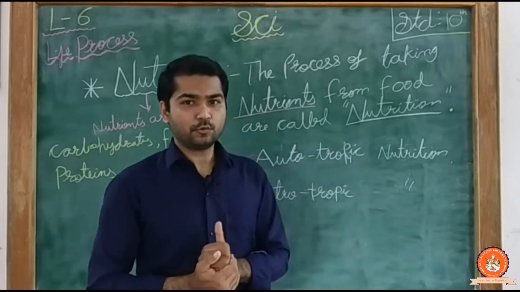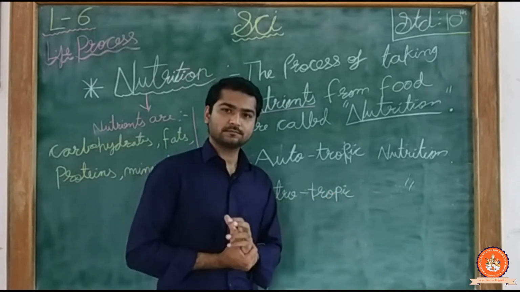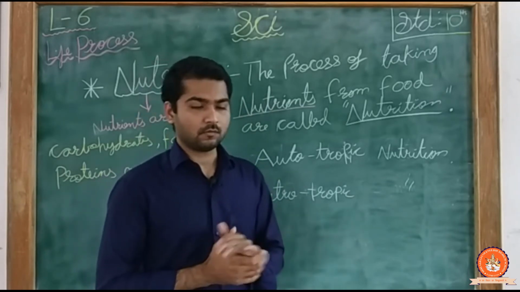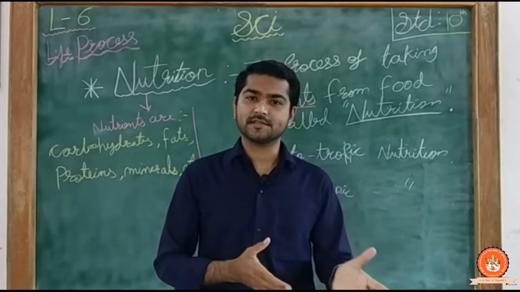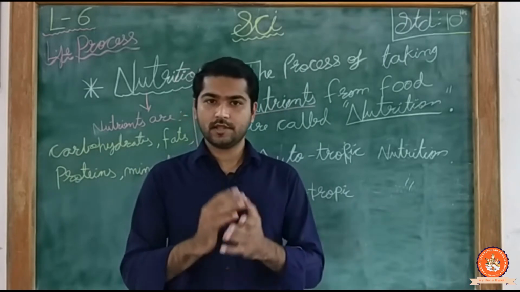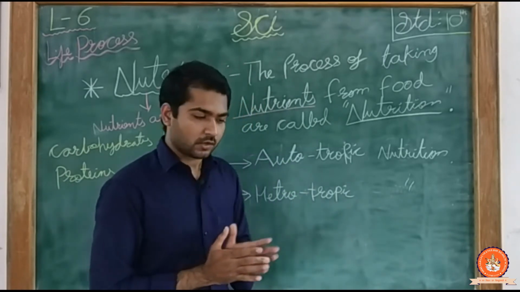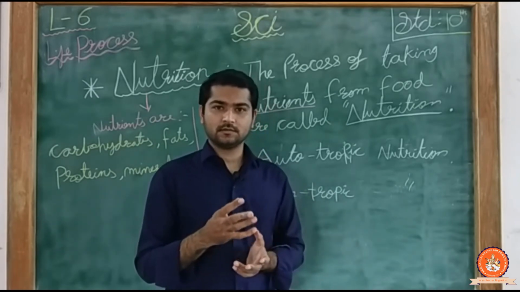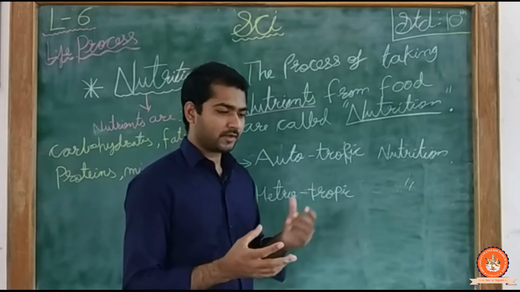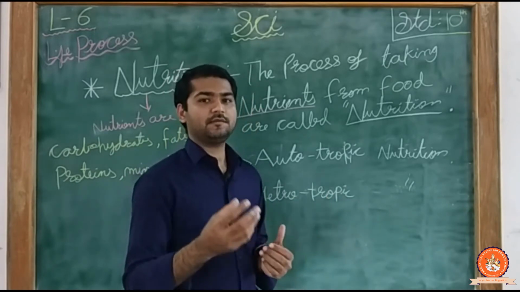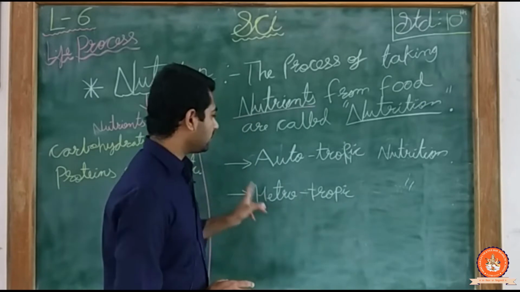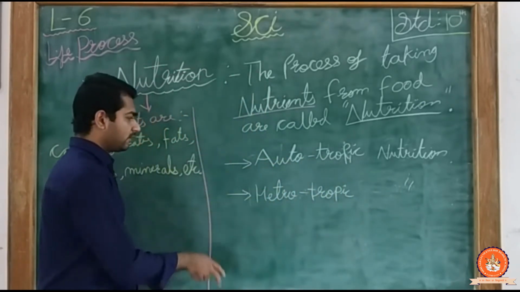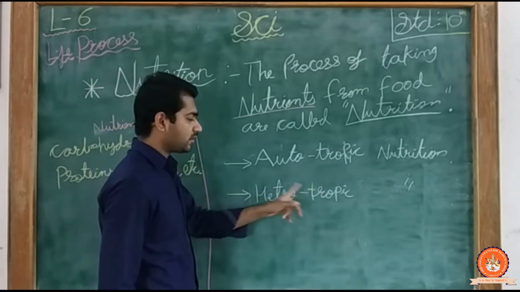So plants get their nutrition from inorganic substances such as carbon dioxide and water in the presence of sunlight, which you know very well because you have studied it in lower classes. Plants get energy from carbon dioxide and water with the help of sunlight. This is called autotrophic nutrition. According to nutrition, there are two types: autotrophic nutrition and heterotrophic nutrition.